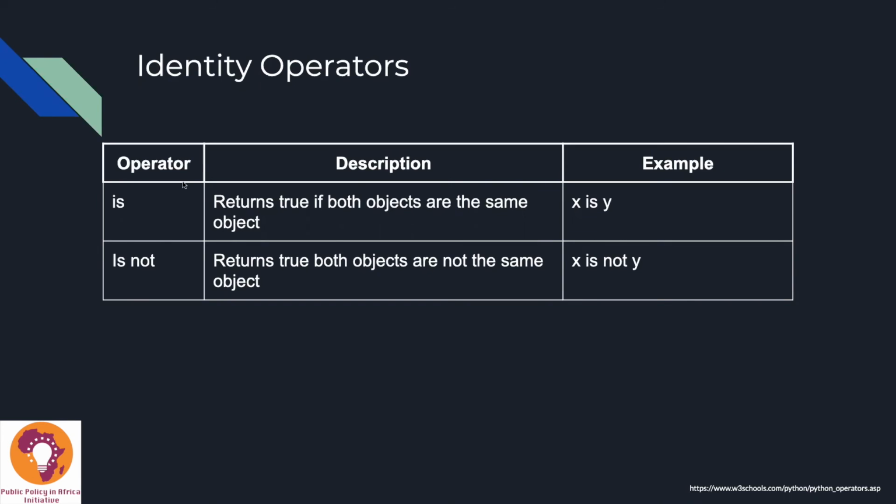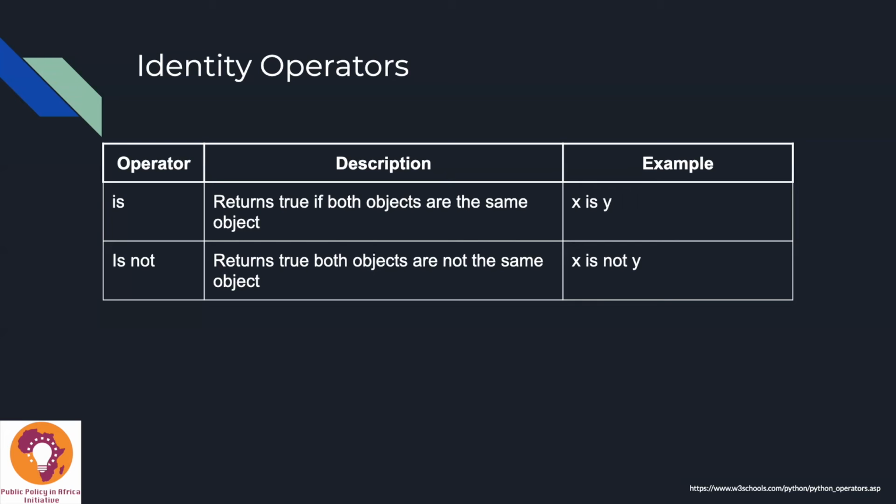All right, so on to the next slide, identity operators. There are two identity operators. The first returns true if both objects are the same object. So this one gets a little complicated here. Basically, we want to know, are X and Y the same exact object in memory? So if X and Y are both a numeric value, if they're both 5, then X is Y because they're both 5. So that'll evaluate to true.